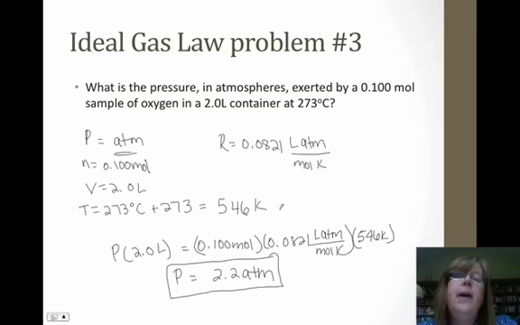Okay, so that's it for the ideal gas equations that we're using. And so we just have to really be careful of our units, making sure that our units are matching the units in R, that we're choosing the proper R with our pressure unit, and then we just plug the numbers in and make sure we do the algebra right, and you should get the right answer.